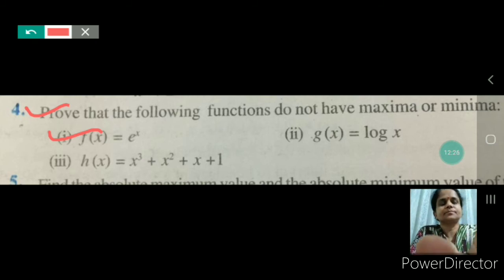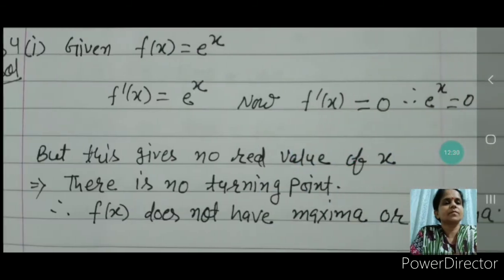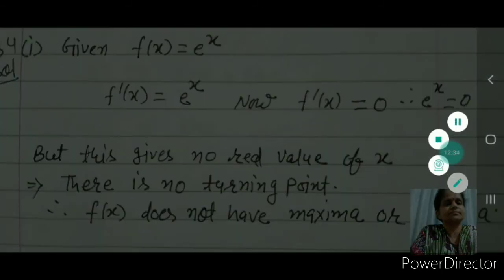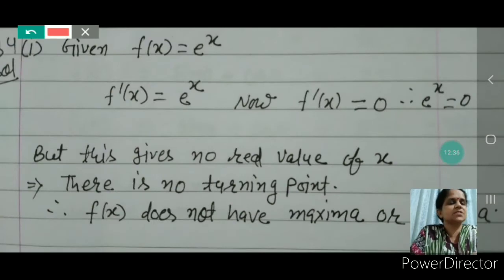Now the solution is, given f(x) is equal to e raised to x. Find f dash x. It is also e raised to x. The derivative of e raised to x is as it is.